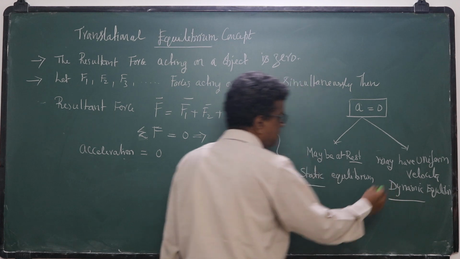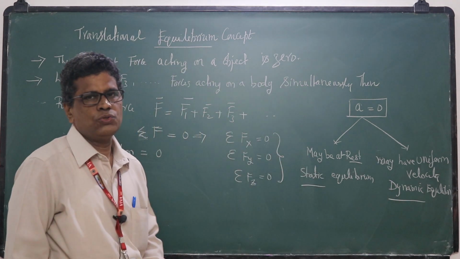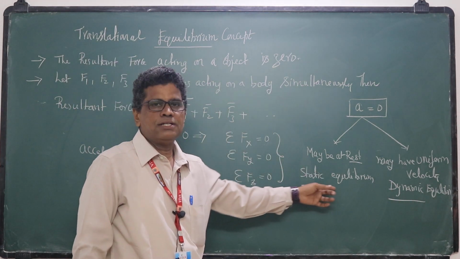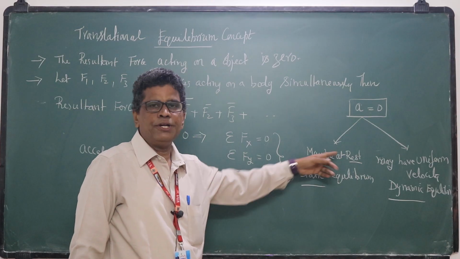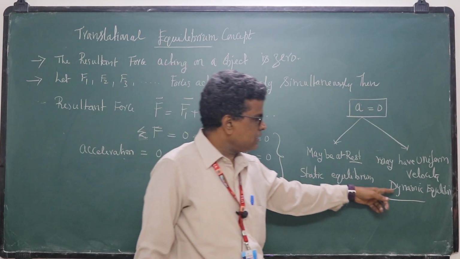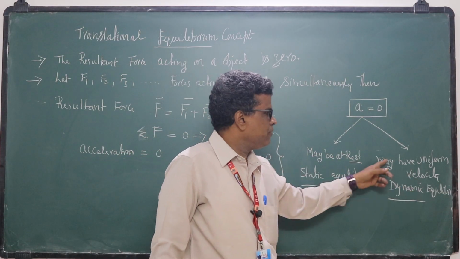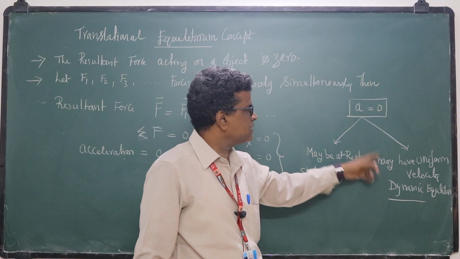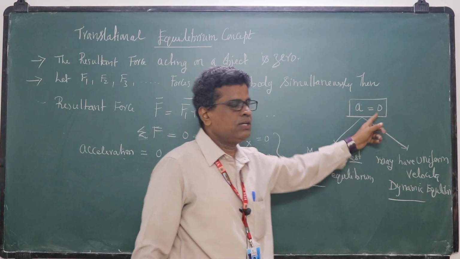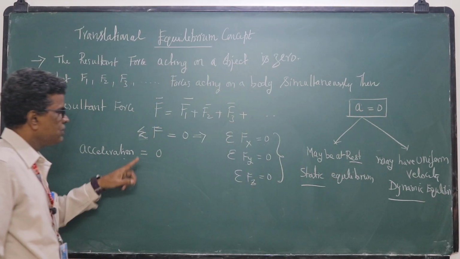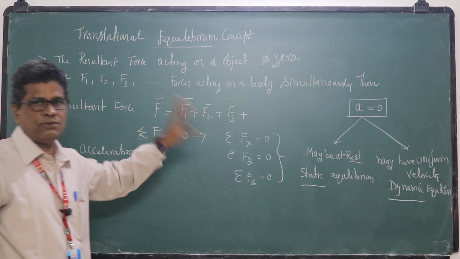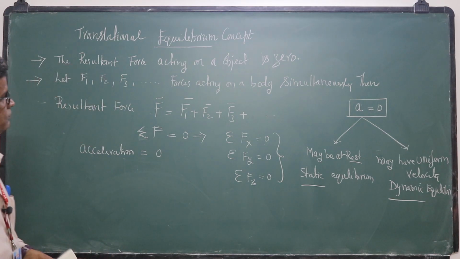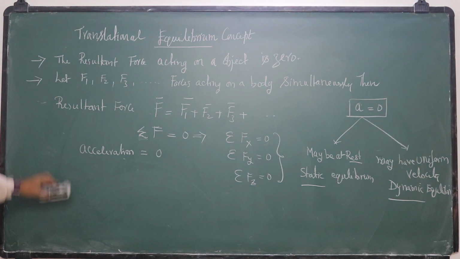So translational equilibrium is of two types. First one is static equilibrium, where the body may be at rest. Second one is dynamic equilibrium, where the body may have uniform velocity. In both cases, the acceleration of the system is zero, since if acceleration is zero, the resultant force is zero. This is the concept of equilibrium.